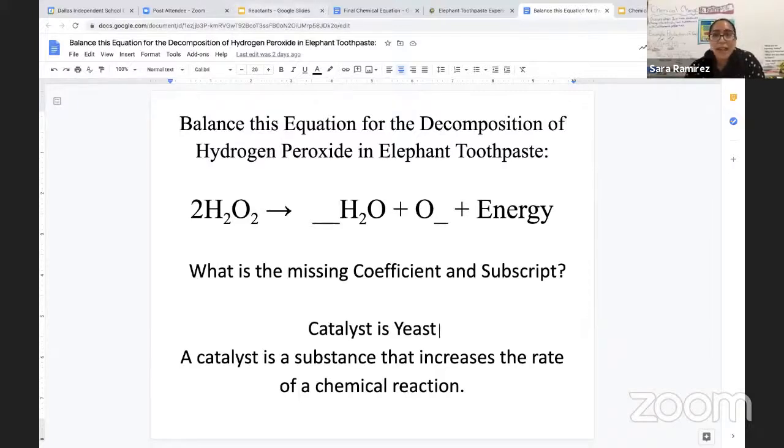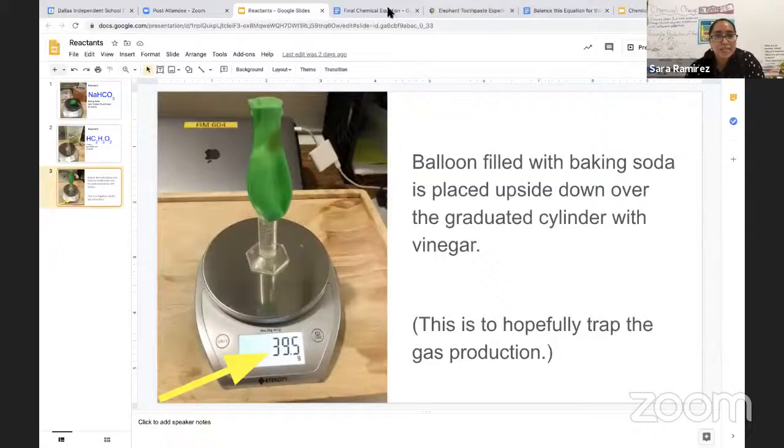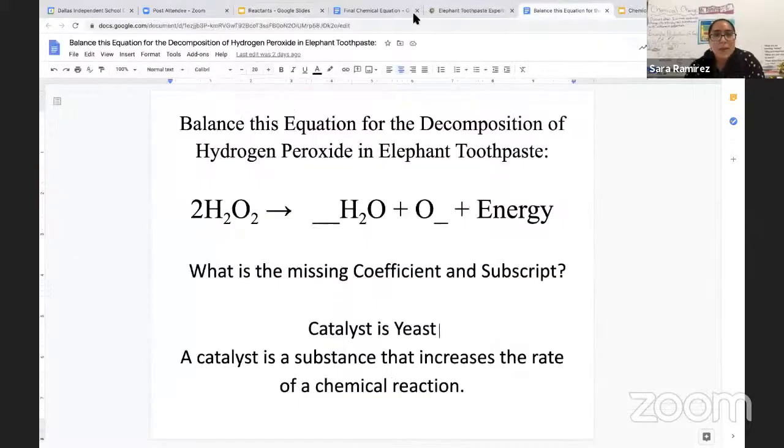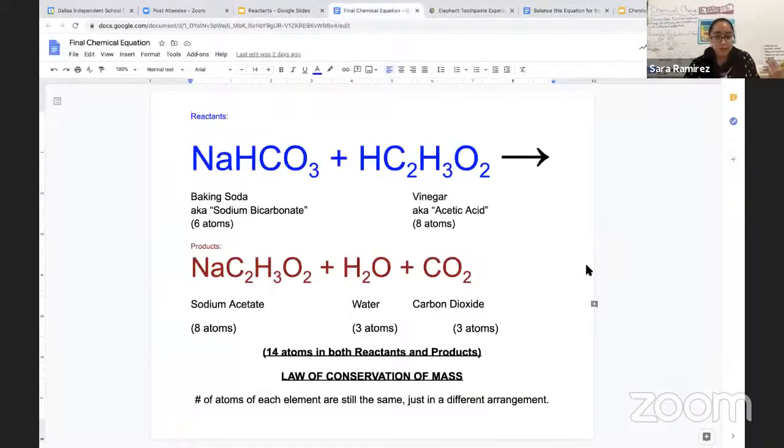And I forgot to go back. I forgot to show you guys one of the other slides. So we were talking about the baking soda and vinegar. This is the final chemical equation for that baking soda and vinegar experiment. So we have our reactants, the baking soda, we have our vinegar, the products, the result of that experiment, sodium acetate, and water and carbon dioxide. So the gas that was trapped inside the balloon was carbon dioxide. Water was also produced, as well as sodium acetate.